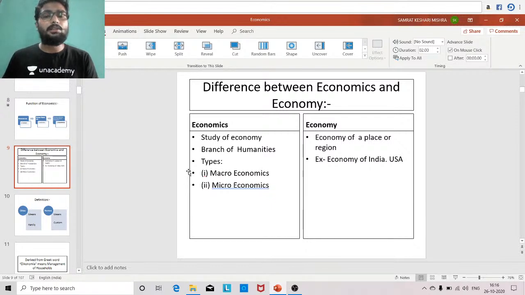Macroeconomics, when we talk about a larger area, for example the unemployment rate in India, or the gross domestic product for India in 2020, that comes under the ambit of macroeconomics.